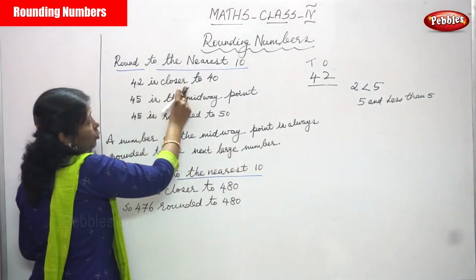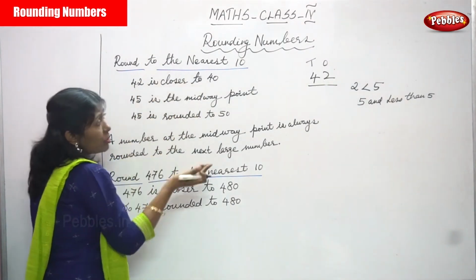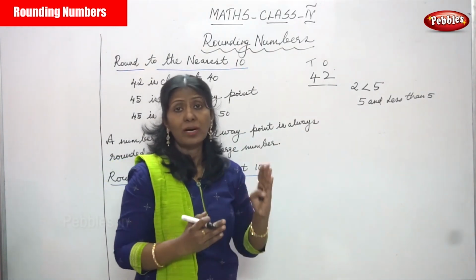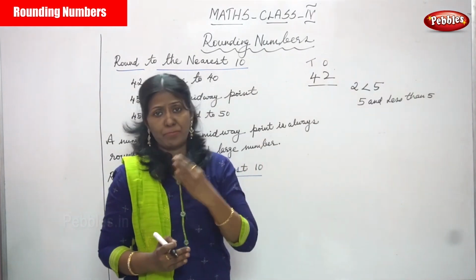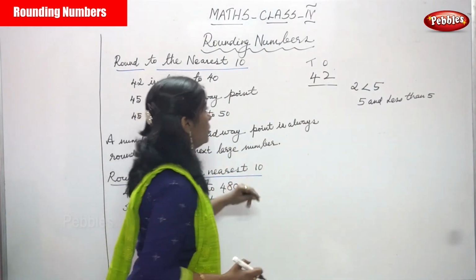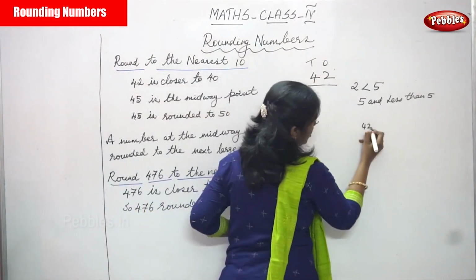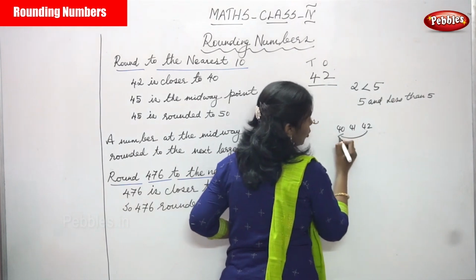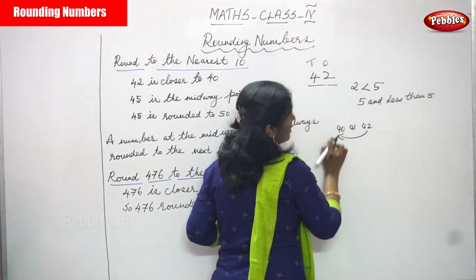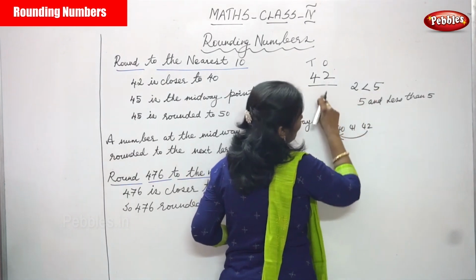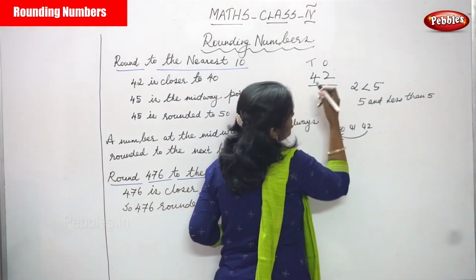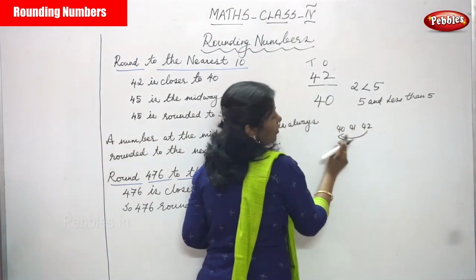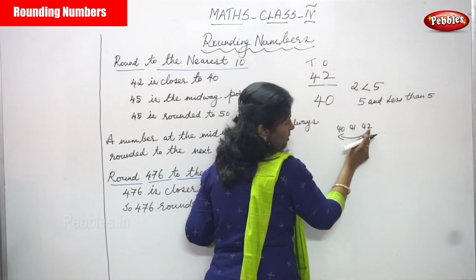42 is closer to 40. So which one is very close to 42? 40 is closer. So you have to go to the numbers before. Before the number you have to look at: 42, then 41 and 40. So 42 is very close to 40. 2 less than 5 means you round the number down. So 42 is closer to 40. So you have to write 40, the very nearest 10.